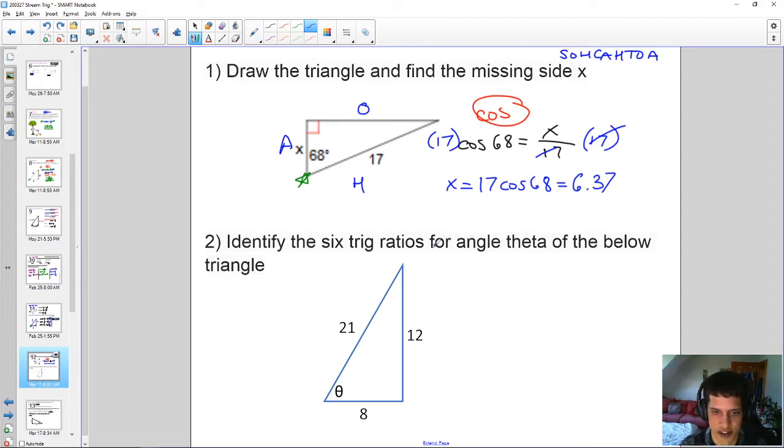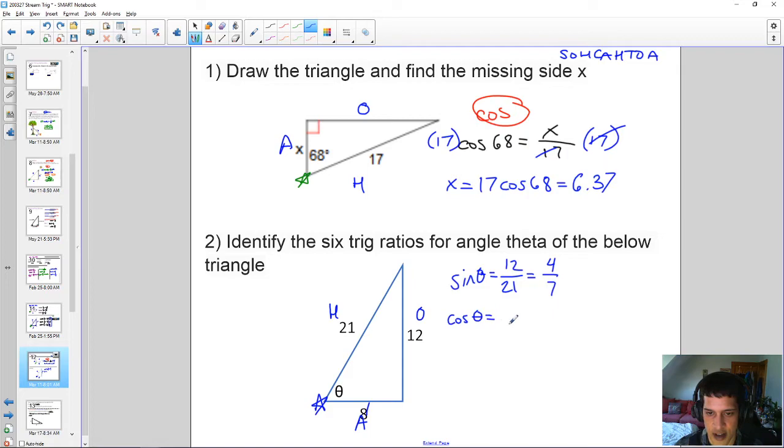And then over here we want to find the 6 trig ratios for angle theta of the below triangle. Angle theta is right here. So hypotenuse, opposite, and adjacent. We've got sine of theta is going to be opposite over hypotenuse, so 12 over 21, which simplifies, we can divide each by 3, so we got 4 over 7.